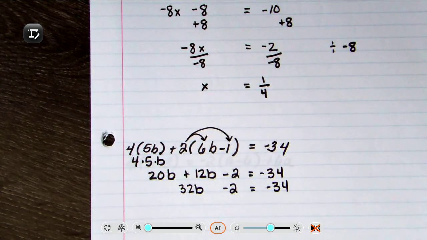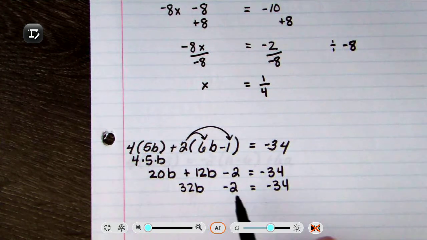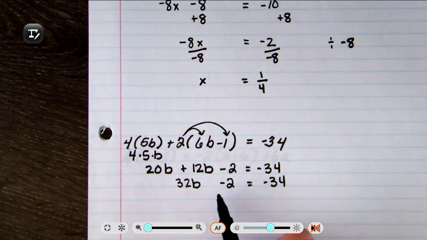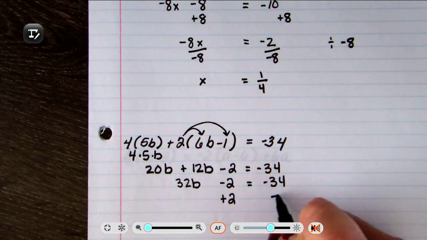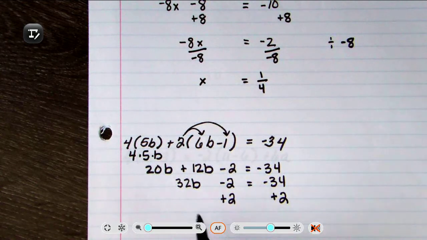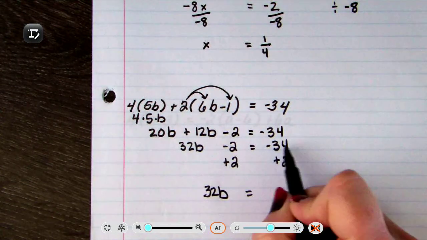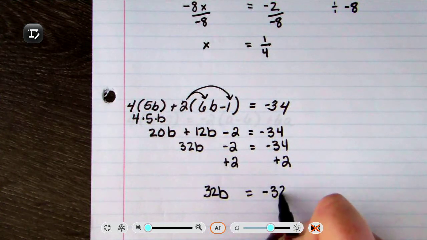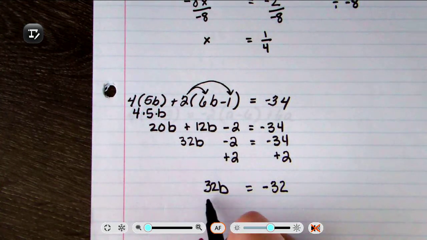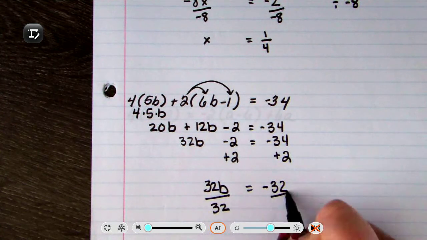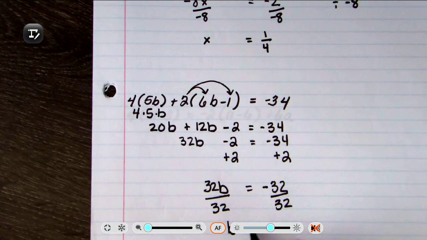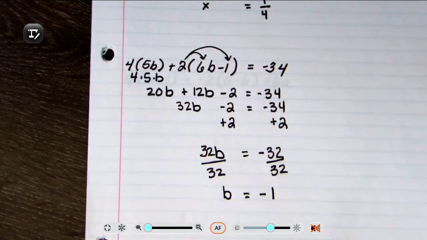Okay, we want to get our variables on one side, which it is. Our variable is on this side alone. So we're going to move this, subtract 2 or minus 2 by undoing it using the opposite operation. So here we'll have a 32b. This is plus 0. And a negative 34 plus 2 is a negative 32, which we're now going to divide by 32 to undo the multiplication. So b is a negative divided by a positive, which is a negative. 32 divided by 32 is a negative 1.